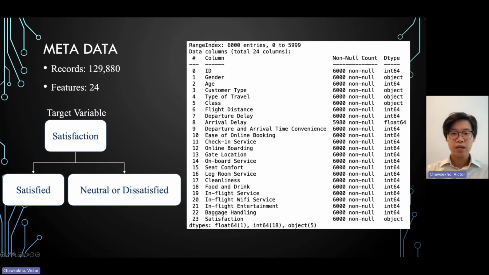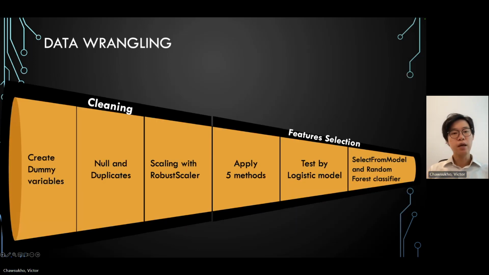The data set is a combination of numerical and categorical data. Therefore, I would like to discuss more about the data wrangling process. In this process, we mainly have two parts: first is cleaning, and the second is feature selection. Let's start with the cleaning first.